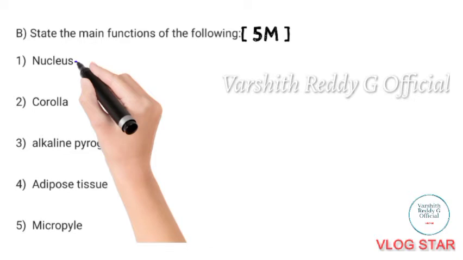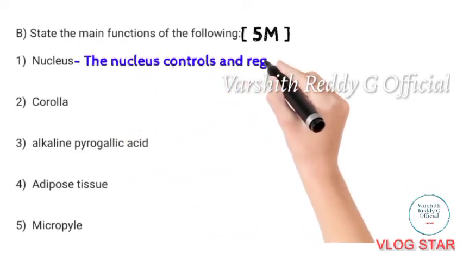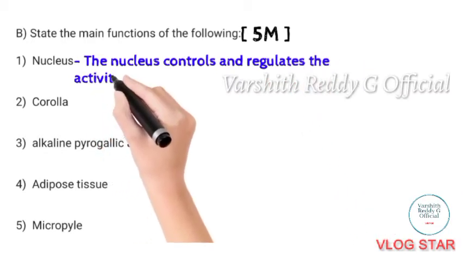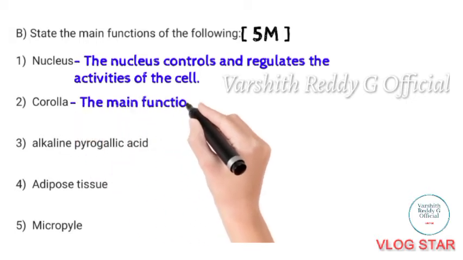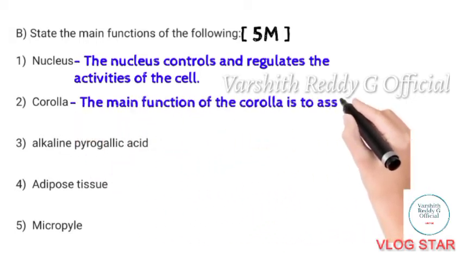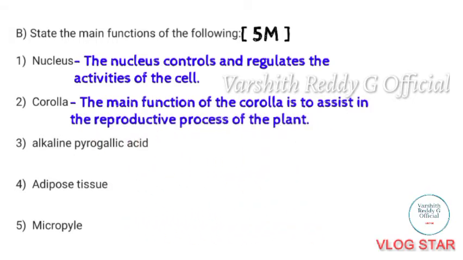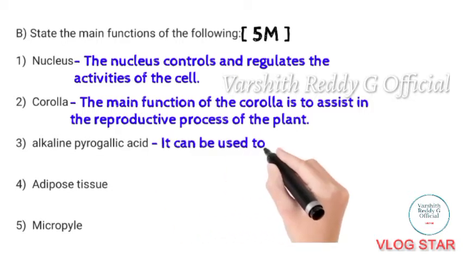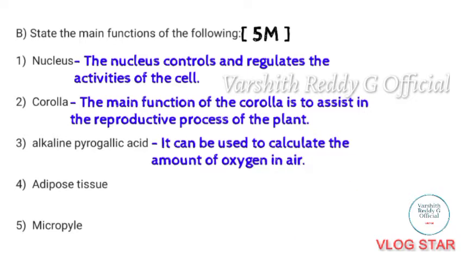Question number 1. The nucleus. The nucleus controls and regulates the activities of the cell. Question number 2. Corolla. The main function of the corolla is to assist the reproductive process of the plant. Third question. Alkaline pyrogallic acid. It can be used to calculate the amount of oxygen in air.